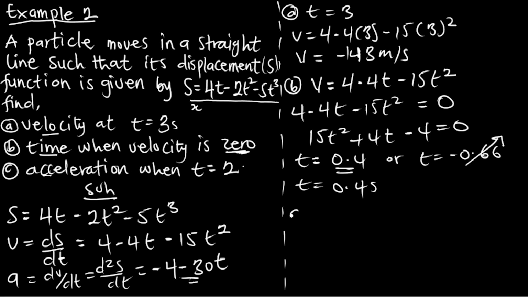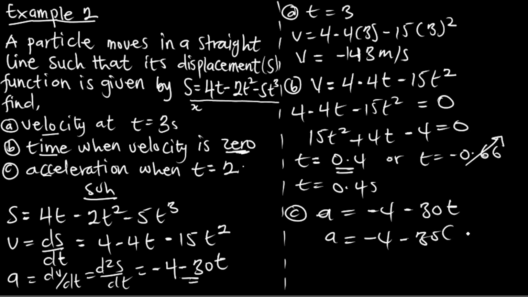Now C, acceleration when time is 2 seconds. We have our acceleration equation here, which is negative 4 minus 30t. Our t is 2, and we are going to get 30 times 2. Acceleration is negative 64 meters per second squared. So this answers example 2.